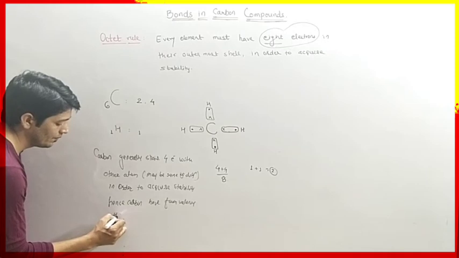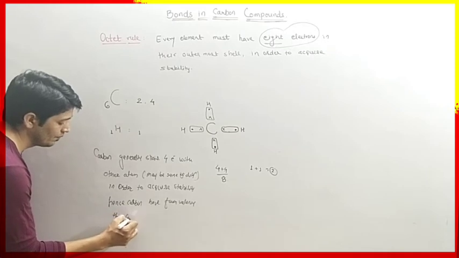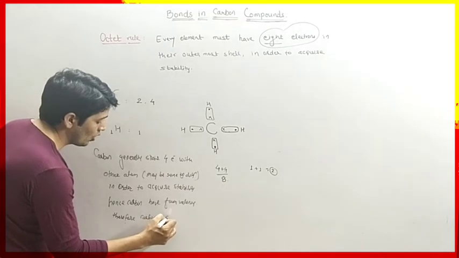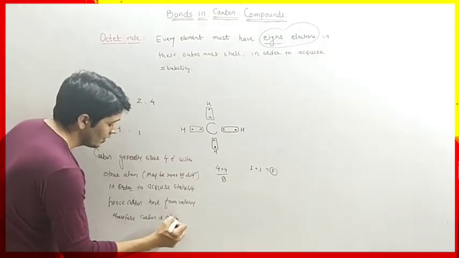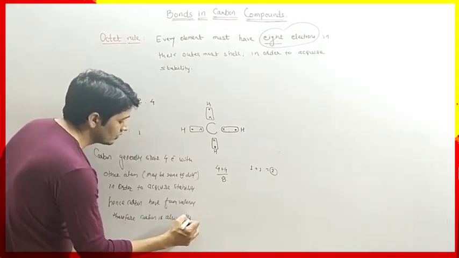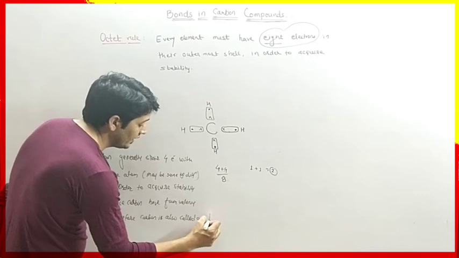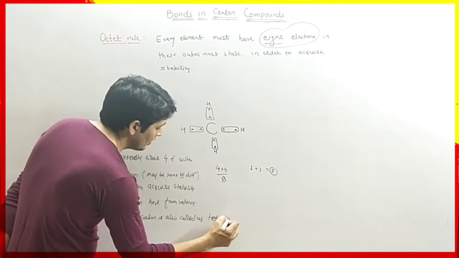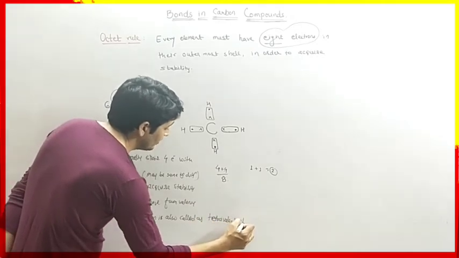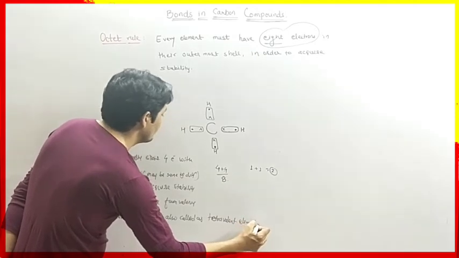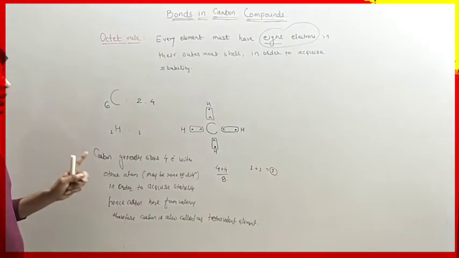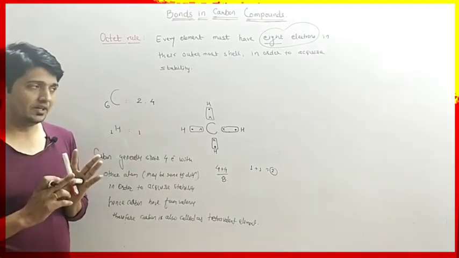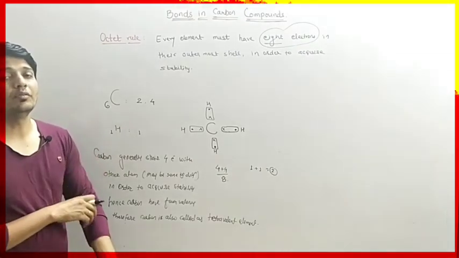Therefore, carbon is also called a tetravalent element. Okay, so carbon will form 4 bonds with other atoms or groups of atoms.